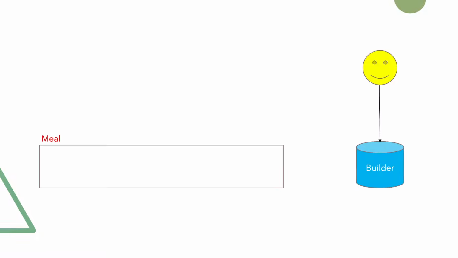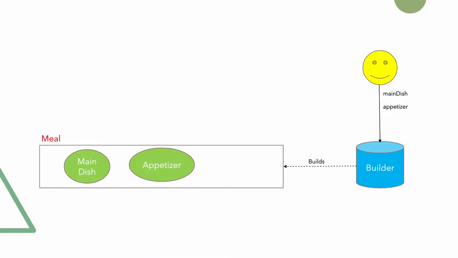Let's have a look at the example demonstrating the usage of a builder pattern. We have a client that wants to order a meal with specific dishes. That's when the builder kicks in and starts preparing the meal. Client wants a main dish, an appetizer, and then a drink in his meal. Once the meal is being prepared, client can just start consuming it.